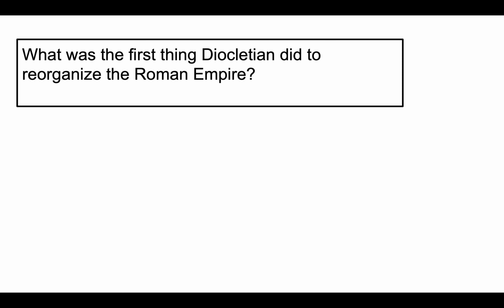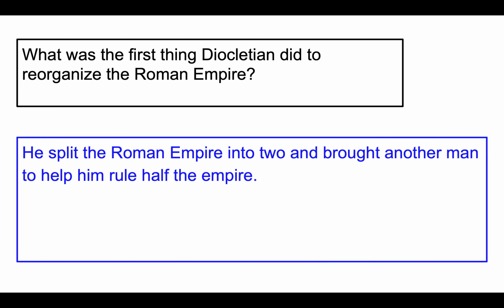What was the first thing Diocletian did to reorganize the Roman Empire? Well, the very first thing he did, this was quite unusual, is that he split the Roman Empire in two, and he brought another man to help him rule half the empire. Now, if you did ancient history last year, you might recognize this model because this is the way that Rome started as a republic. The Roman Republic had the idea that no one man should have all the power.